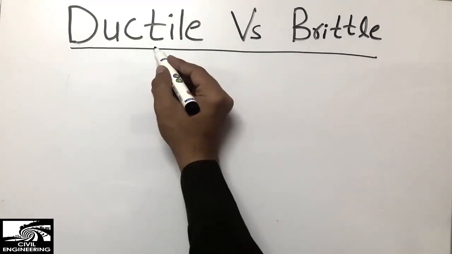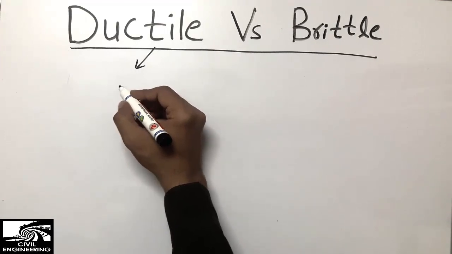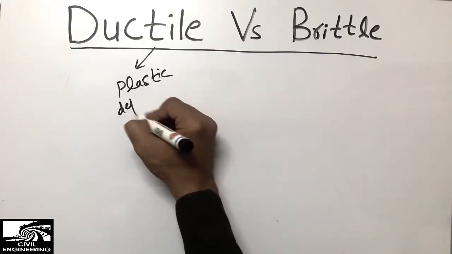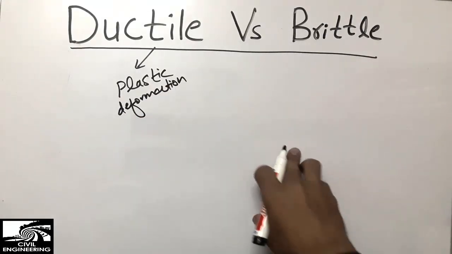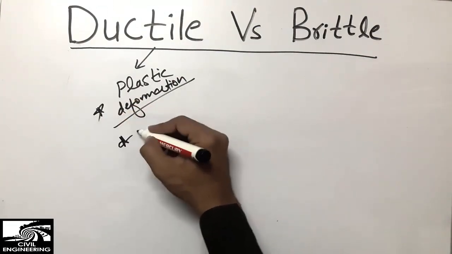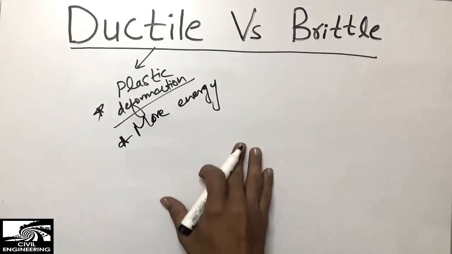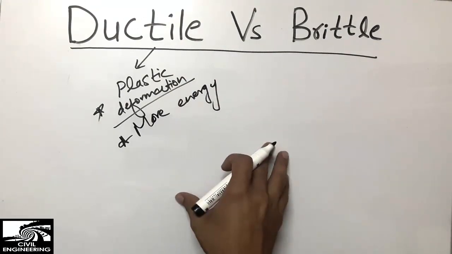So ductile material is that material which goes into a high plastic deformation stage, and it can absorb more energy. This is the first, and this is the second: it can absorb more energy. I'm just defining this material, and then I will explain it by a stress strain diagram.